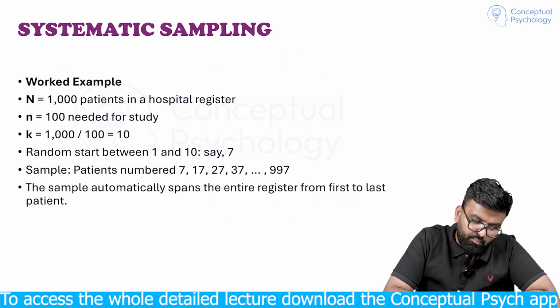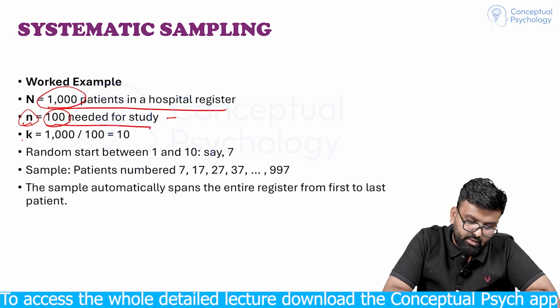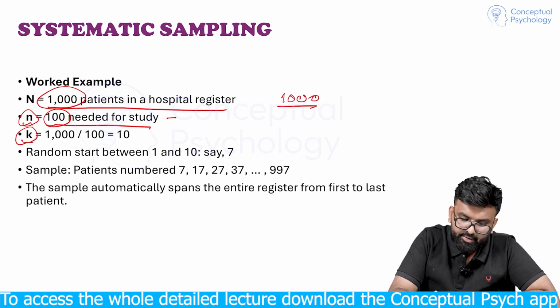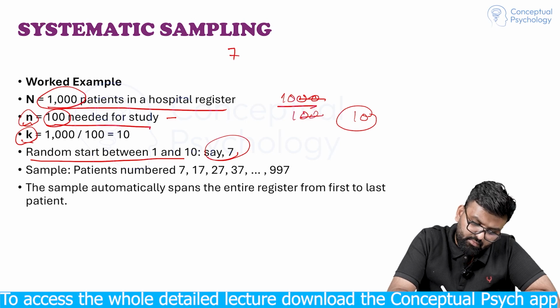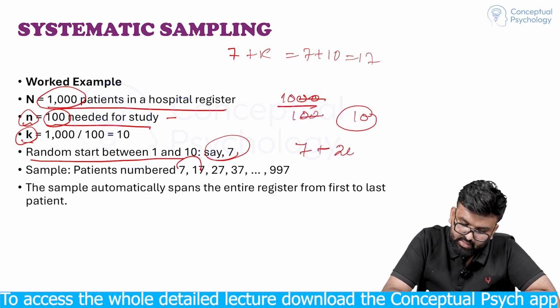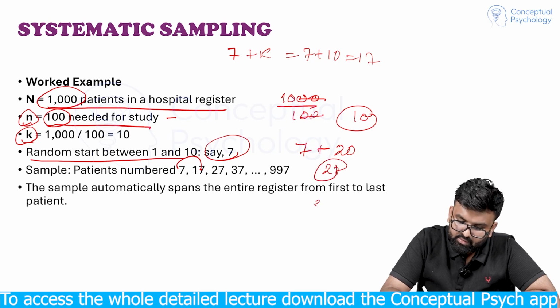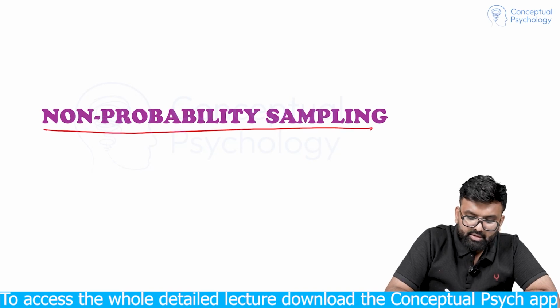Like, the population is 1,000 patients in a hospital register. We have to select 100 people for our study, that is, sample size is 100. K will be 1,000 upon 100, so 10. So we randomly start between 1 and 10, let's say 7. So 7 plus k, 7 plus 10, 17. Then 7 plus 2k, that is 7 plus 20, is 27. Then 37 and so forth. Now let's come to non-probability sampling.